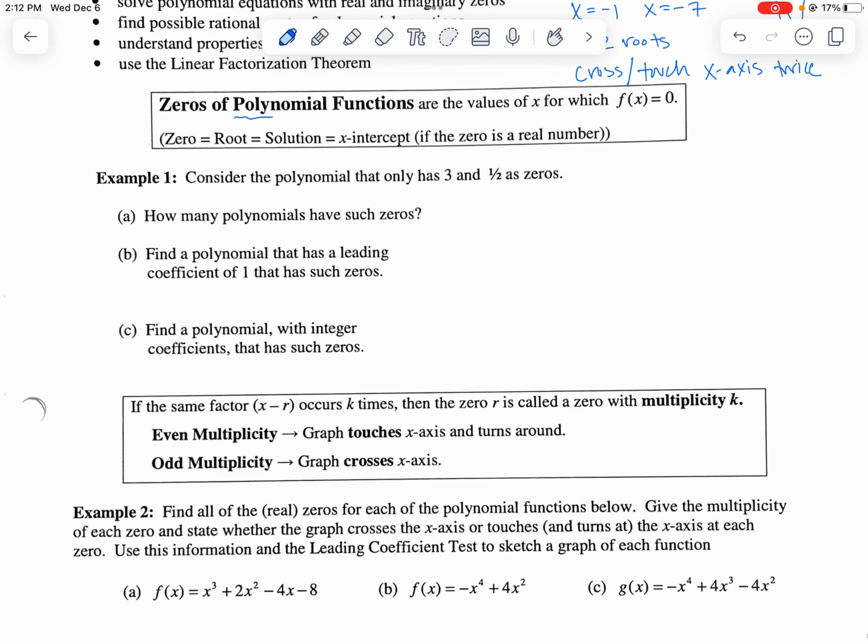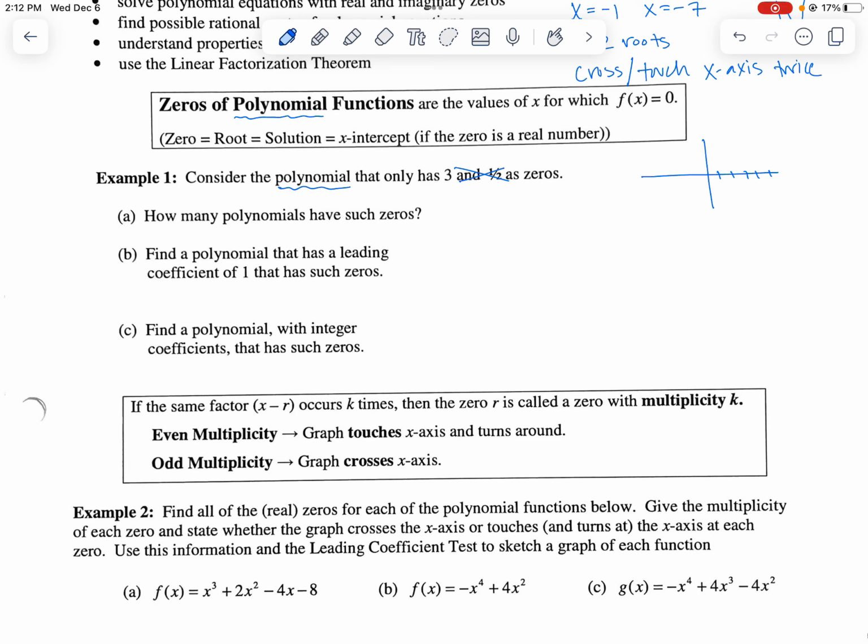I'm talking about polynomial functions, so that's anything that has multiple terms in it. So I'd like you to consider something. I'd like you to think about a polynomial that has only, let's just use 3 just to keep it simple, that has only 3 as zeros. Okay, so a polynomial that crosses the x-axis at +3 and only +3.